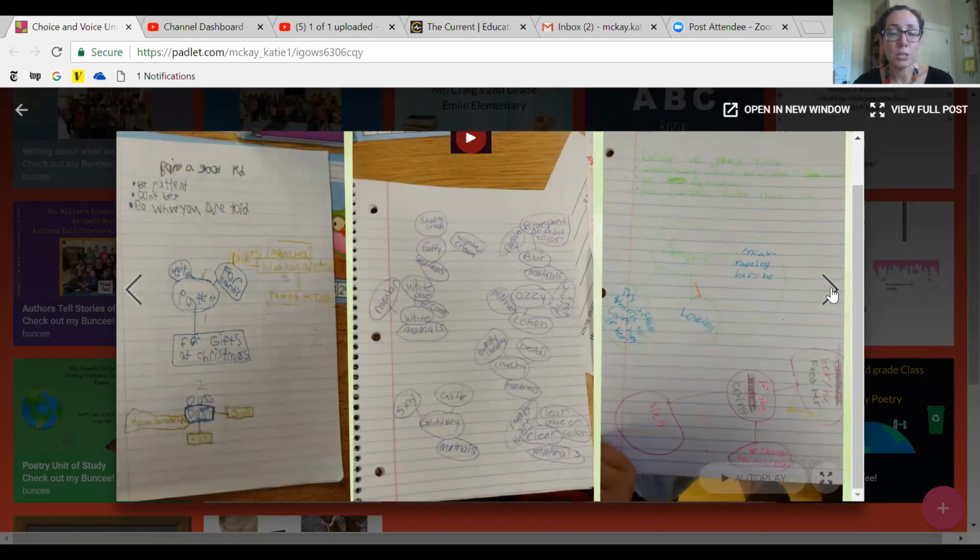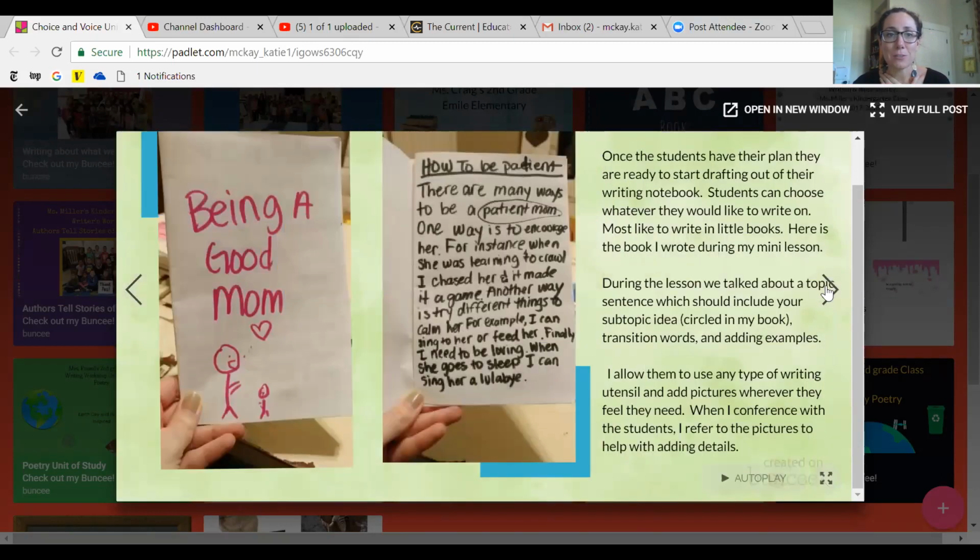And again, the way she documented here, she's got the planning going on, the brainstorming. Here, this student wrote, being a good kid. She said, I know how to be a good kid, and she wrote be patient and don't beg. She's got all these different things that she was teaching her audience about how to do.